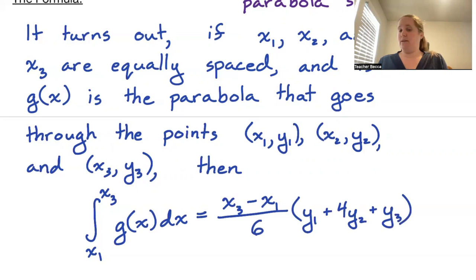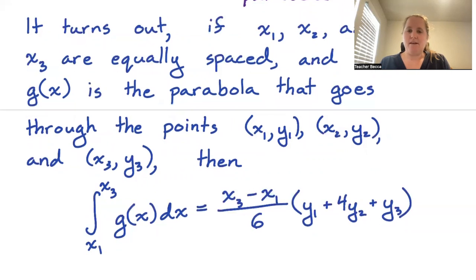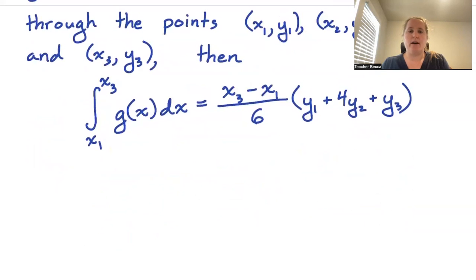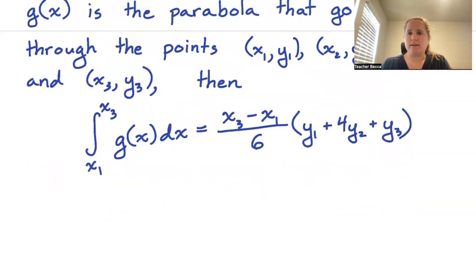This equation or formula rule can be proven by solving a system of equations in 3 variables, and then you find the formula for your parabola and take the definite integral. It's a rather horrific mess to solve that system of equations, but it can be done. So here we have our definite integral from x1 to x3. So we could have done this really from xi to xi plus 2 as well.